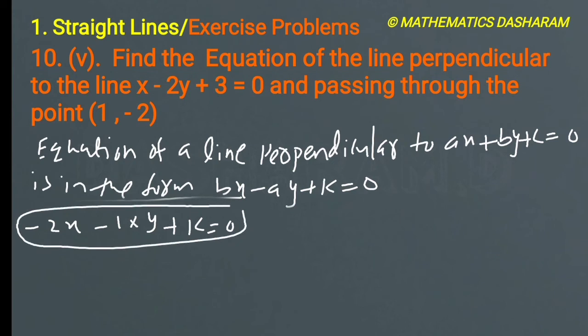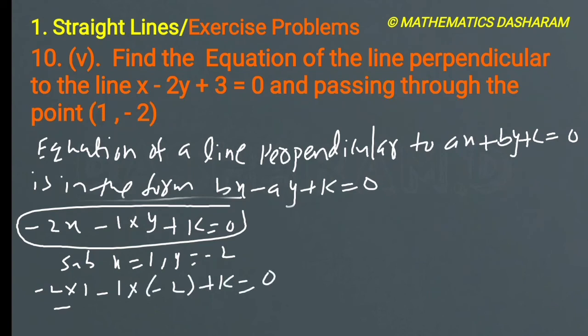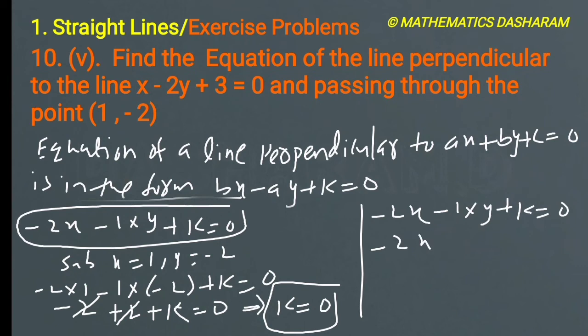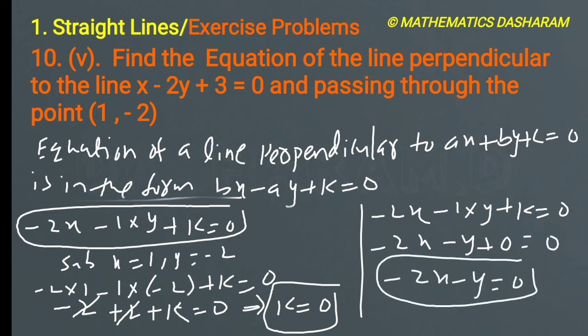But this line is passing through 1 comma minus 2. Then substitute x equals to 1, y equals to minus 2. So minus 2 into 1 minus 1 into minus 2 plus k equals to 0. Minus 2 minus 1 into minus 2 is plus 2, plus k equals to 0. And the k value is 0 because minus 2 plus 2 cancel. So therefore the required answer is minus 2x. Substitute the k value: minus 2x minus 1 into y is minus y, plus k value is 0. So minus 2x minus y equals to 0 is our required answer.